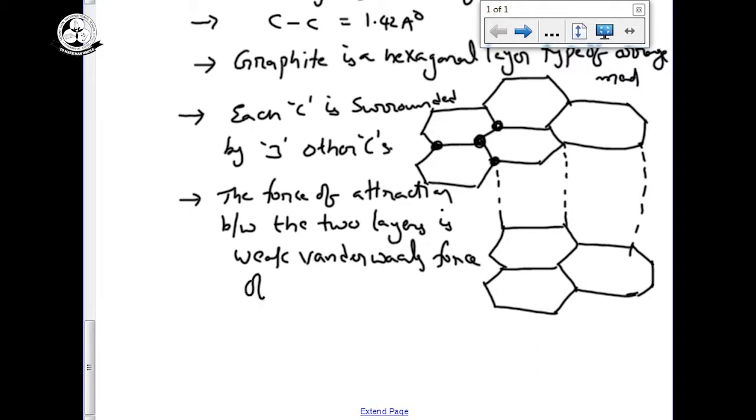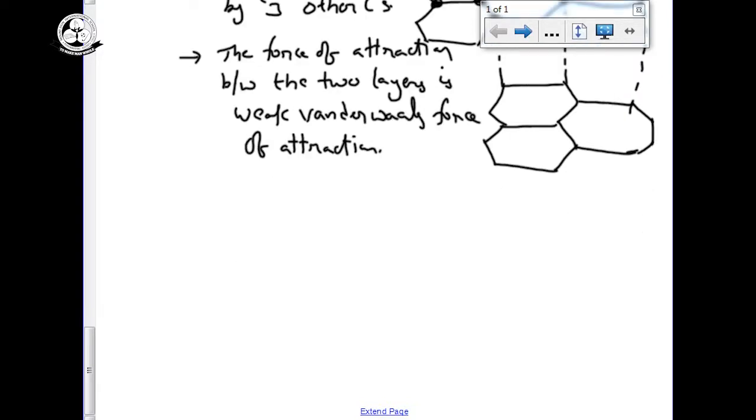Because of the weak van der Waals force of attraction, graphite has a slippery nature. Each carbon is surrounded by 3 other carbon atoms with covalent bonds, meaning it can form only single bonds. Moreover, graphite is a good conductor of electricity.